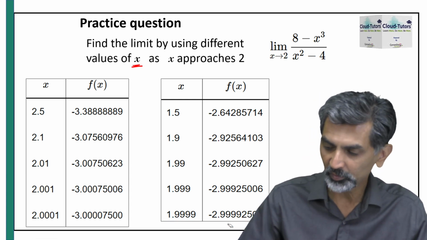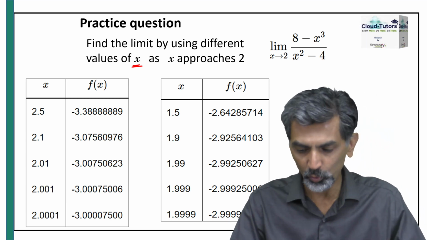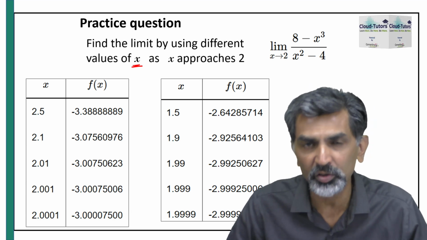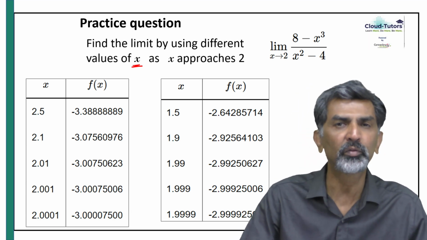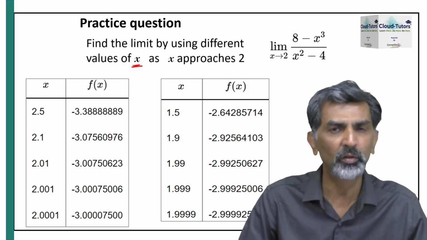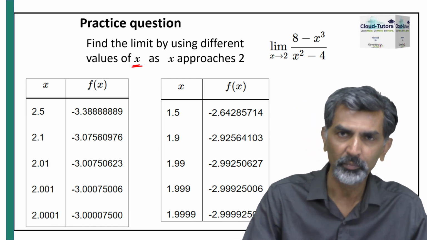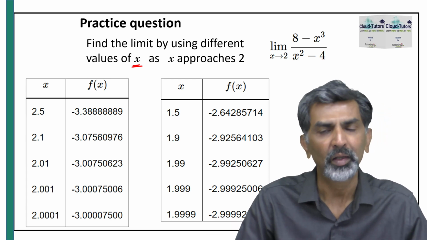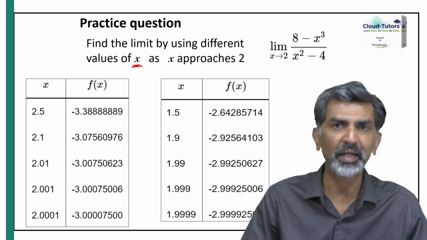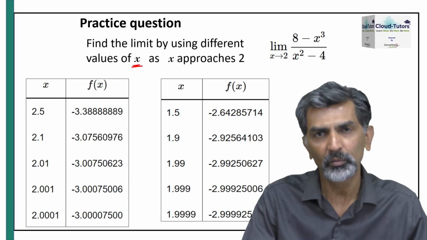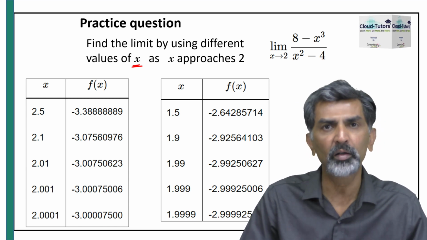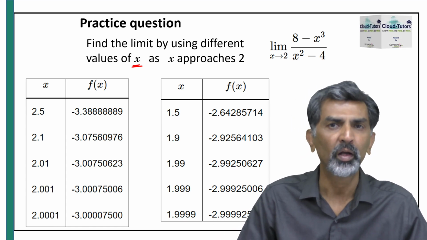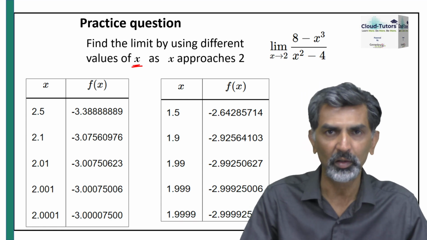So the conclusion here is, whether you approach x equal to 2 from the right-hand side or from the left-hand side, you can see that the function of x approaches negative 3. So we can safely conclude that the limit for the function as x approaches 2 exists and is equal to negative 3. That we could tell by just arbitrarily applying different values of x, getting closer and closer to 2, and seeing what the value of the function is.